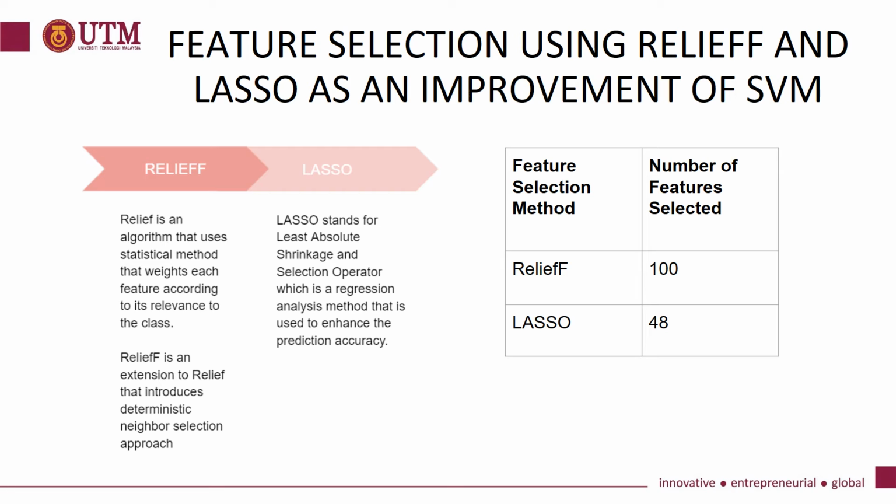As for Lasso, it stands for Least Absolute Shrinkage and Selection Operator, which is a regression analysis method that is used to enhance the prediction accuracy. This model uses shrinkage, in which the data values are shrunk towards a central point as the mean. During the feature selection, the variables that still have a non-zero coefficient after the shrinking process are selected. Hence, there are 48 number of features selected in this method. The result of each feature selection method will be shown and discussed in the next part of this presentation.